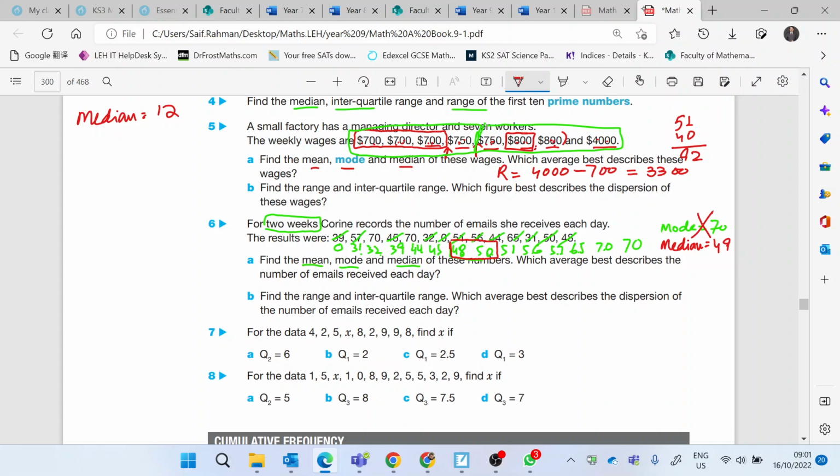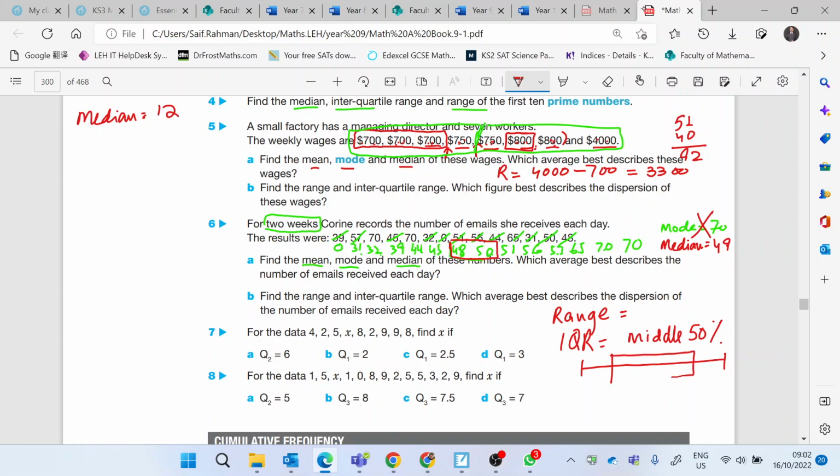Find the range and interquartile range which best describe the dispersion. For dispersion there are two measures: one is range and the other is IQR. You have to find these two and then check that the IQR basically gives you the middle 50%. If most of the values are in the middle 50%, like in the IQR, this is the minimum, this is the maximum.